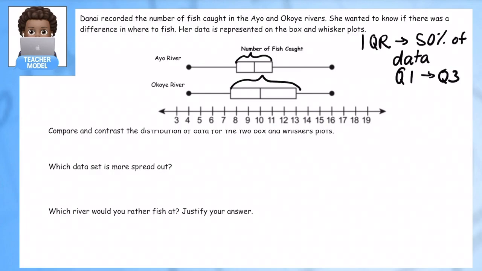And when I'm looking at the first one, I notice that it is very small. So this suggests it is clustered. Look at how clustered it is. So 50%, if you go to the Ayo River, I notice that 50% of the time they catch between 8 and 11 fish. Versus the Okoye River, you can catch anywhere from about 7 or 8 fish to 13 fish. So there's a much wider range of number of fish.